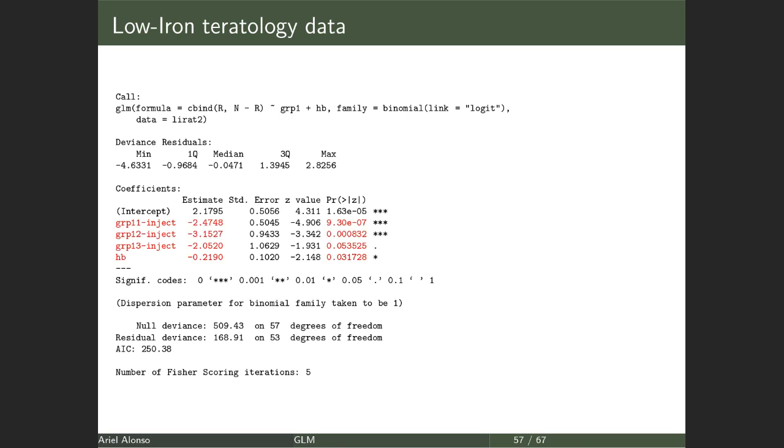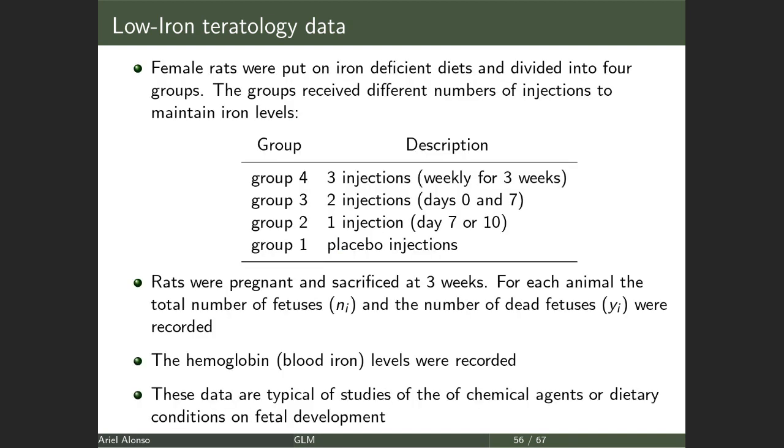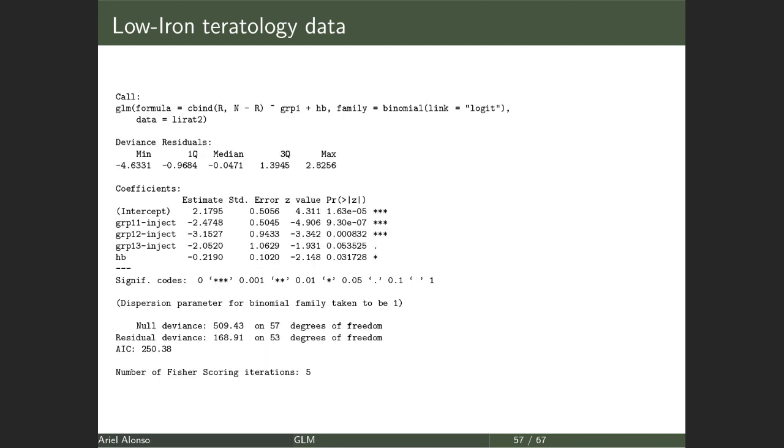So here you have the model. You specify that you want to model the number of dead fetuses as a function of the group and the hemoglobin level. And here you have your results. They consider group 4, that's the placebo group, if I remember correctly, yes. The other groups are the group that had 1 injection, the group that had 2 injections, and the group that had 3 injections. So the reference was the placebo.